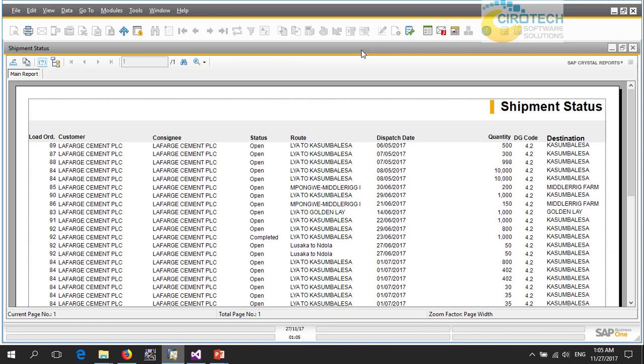You can see here that it shows a list of all the shipping orders, the customers, the status, and the route that is being used by that particular order, the dispatch date, and any dangerous goods codes that are assigned to the freight. And this can be used by the safety department as well when there is an accident and they need to look at the environmental impact and how to respond to that accident.